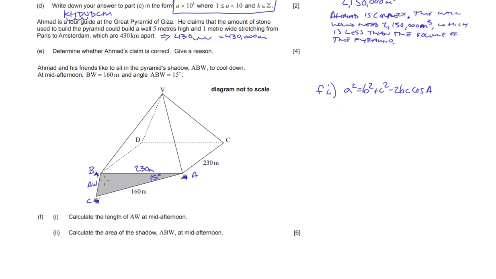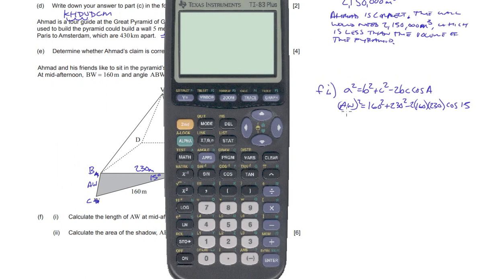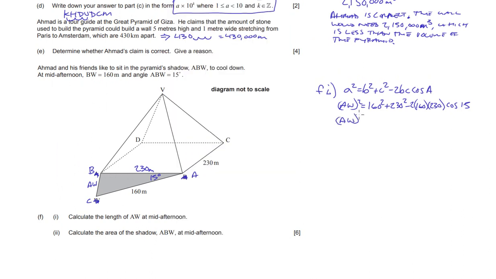So the side that we're solving for is the AW, so we'd go AW squared equals B squared, so across from angle B is side B, 160. 160 squared plus across from angle C is side C, 230 squared. Oops, minus 2 times 160 times 230, all times the cosine of the angle that's in between, which is 15. Okay, so then we'll just want to put this into our calculator as well to figure out what AW squared is, at least at first.